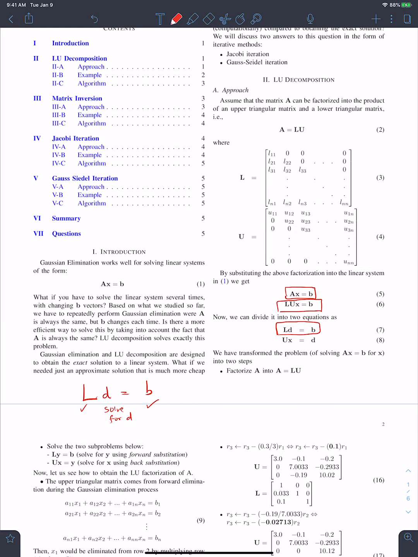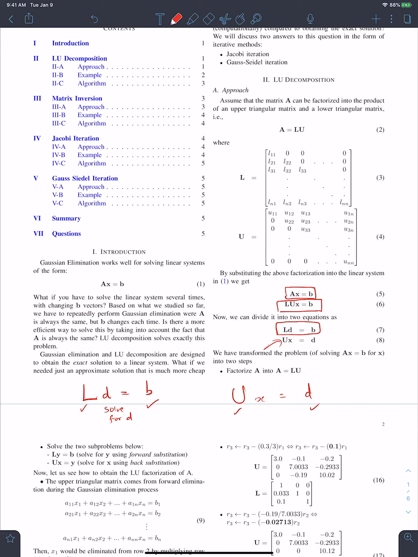And then we go to the other equation, U times X = D. D is known because we just solved it, U is known, so we will solve for X. So every time there is a new B, we can solve it without doing any more Gaussian elimination, because Gaussian elimination is a computationally expensive procedure.